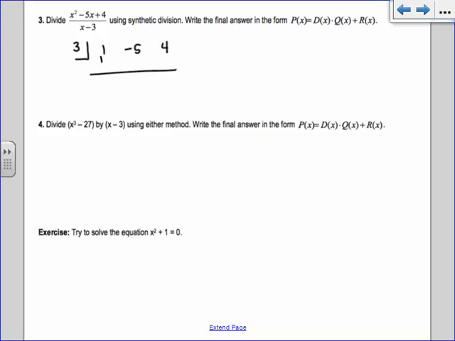All right, so I'm going to drop the first thing, 1. So always drop that first term. And then I take 3 times the 1 and I put it here. Okay, so 3 times 1 is 3. And then I add straight down, so I get negative 2. 3 times negative 2 is negative 6, and I add straight down, I get negative 2.